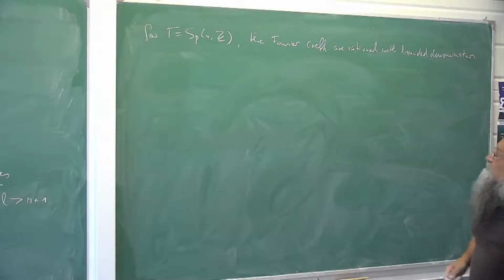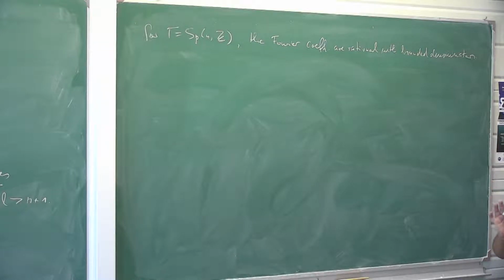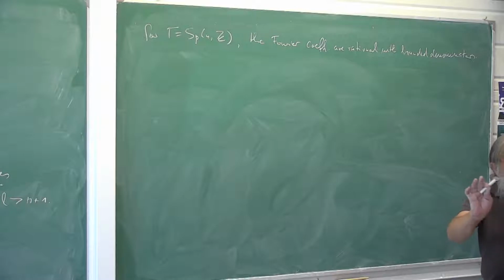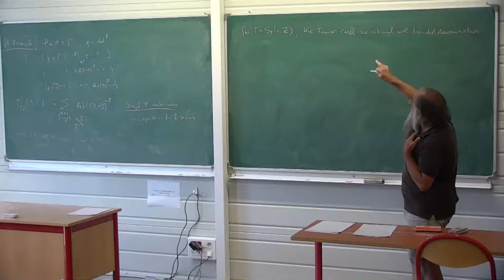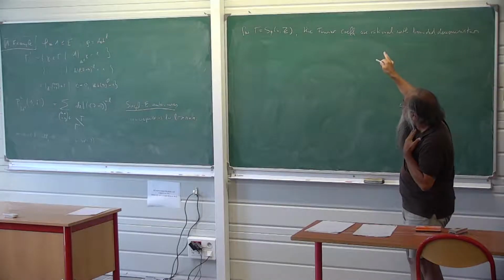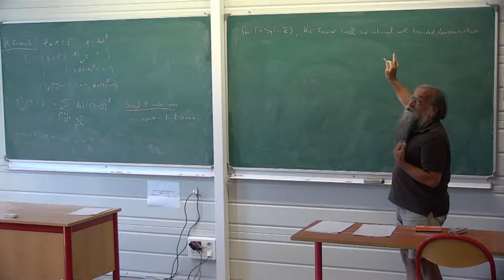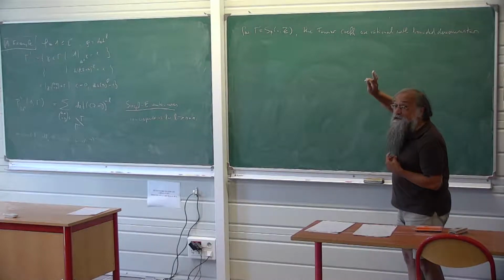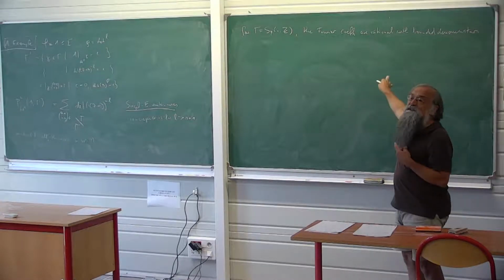But let me emphasize that this statement, that the Fourier coefficients are rational with bounded denominators, cannot be deduced, or should not be deduced, from the general statement which I gave last time. Of course, that the Fourier coefficients are rational, one has to compute. But the boundedness of the denominators we should compute directly, because the general theorem of last time will be deduced from this.